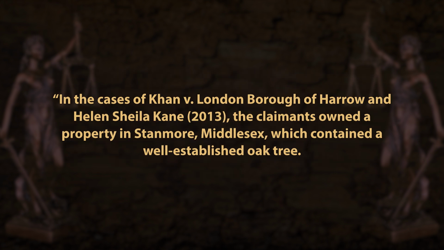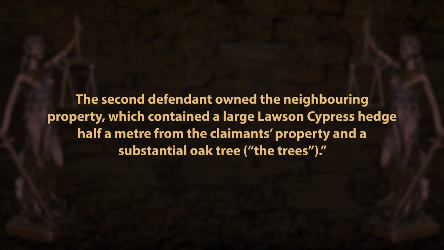In the case of Khan versus London Borough of Harrow and Helen Sheila Kane in 2013, the claimants owned a property in Stanmore, Middlesex, which contained a well-established oak tree. The second defendant owned the neighbouring property, which contained a large Lawson cypress hedge, half a metre from the claimant's property, and a substantial oak tree. That is the trees over here.